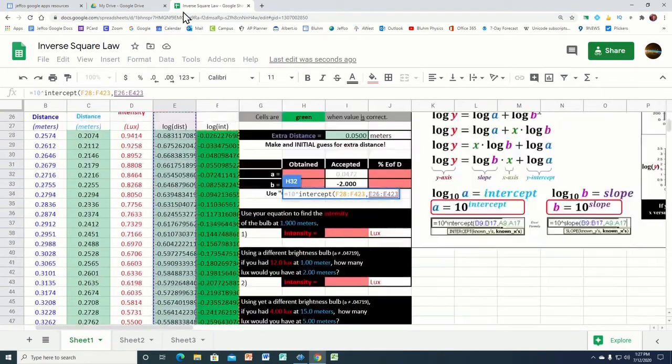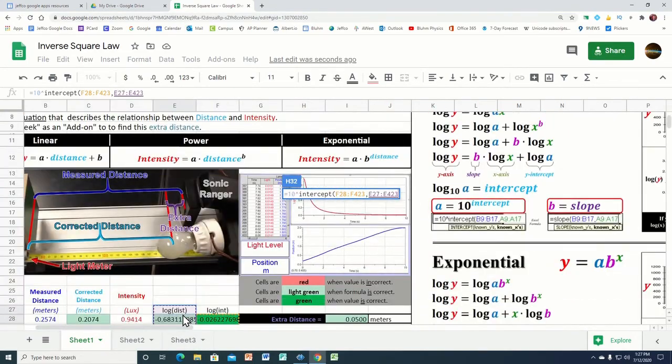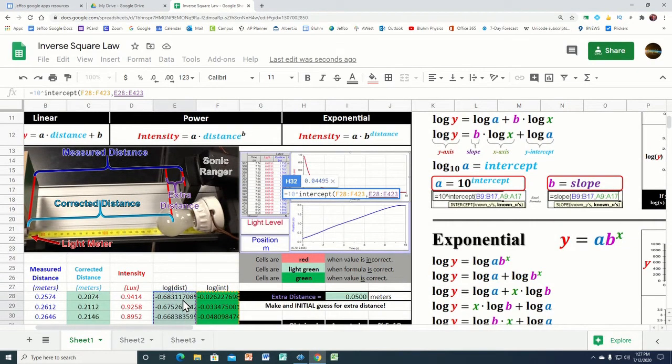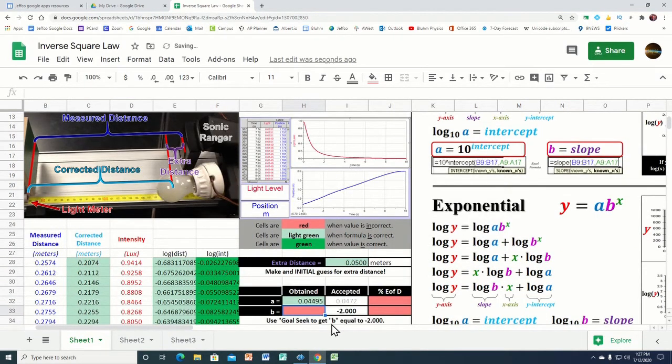And it's going to come all the way up like this. Okay, I hit enter, and that is the value of A. It was 10 raised to the intercept, and those are the numbers that we plugged into the function called intercept to find out what that was.